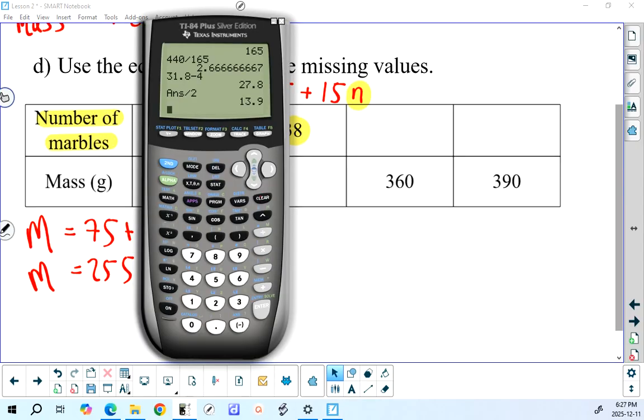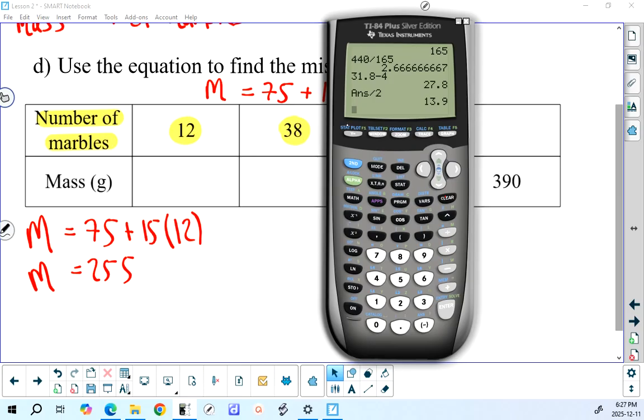But it's been a fairly long day. My mind is not the clearest right now, I don't think, so I better double check. 15 times 12 plus the 75. No, I was right. 255 grams.